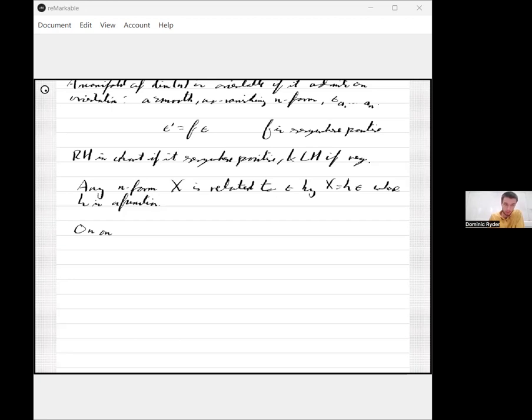So on an oriented manifold with a metric, the volume form is defined by epsilon 1 to n equals square root of g. Where these are actually, these are no longer abstract indices, these are sort of real valued indices. Well, not real valued, they're coordinates.